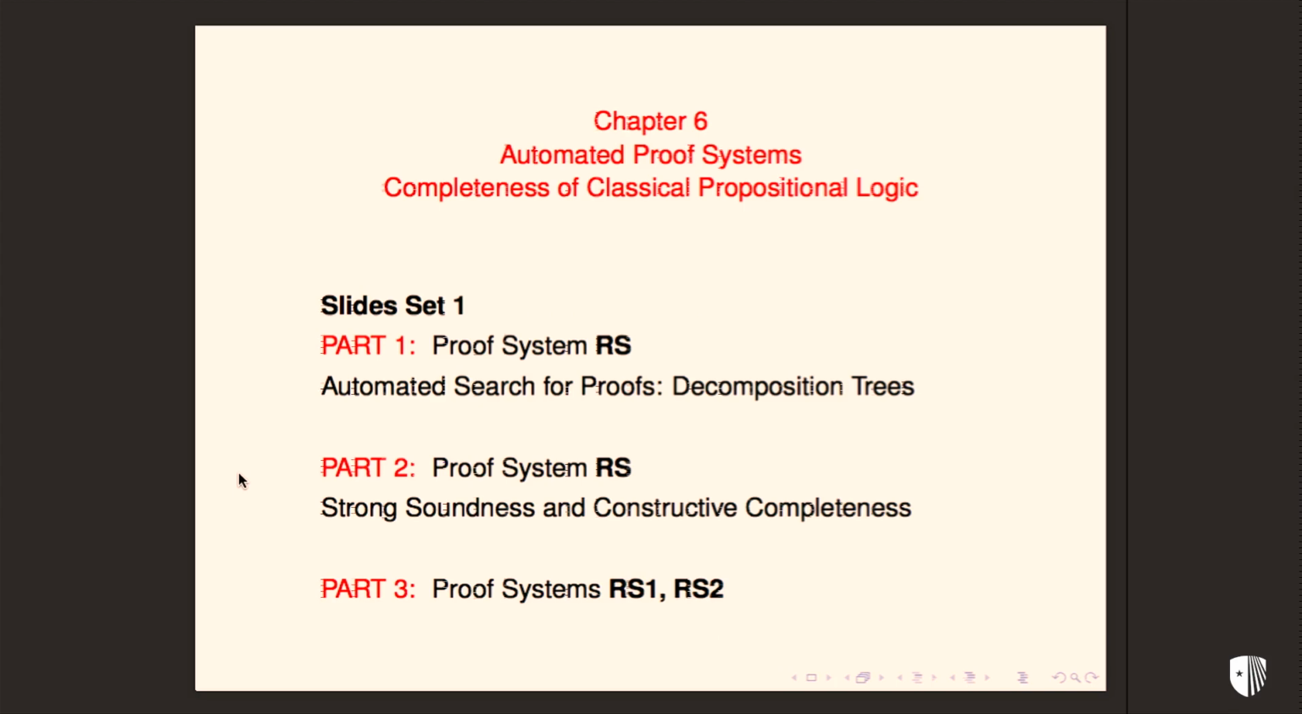We have different parts. In part 1, we'll talk about proof system RS, which is a very nice proof system. And we'll talk about automated search for proofs and define what are called decomposition trees. Then in part 2, we will talk about and prove strong soundness and the constructive proof of the completeness theorem. And then we will do some other similar proof systems just to accustom you to syntactic differences and what they mean.